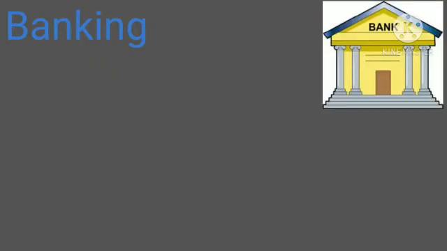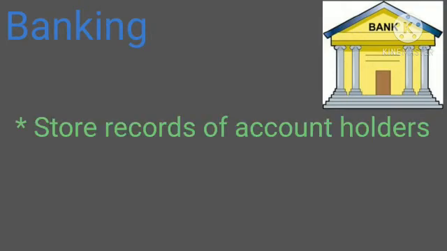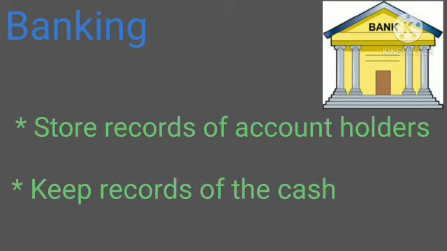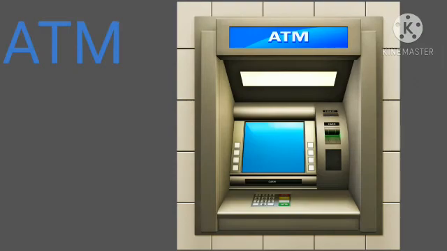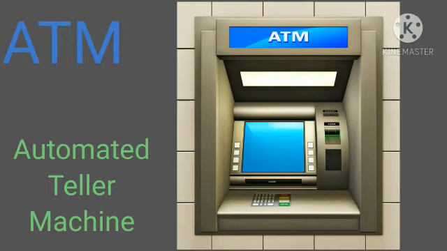Next is banking. Computers are used in banks to store records of account holders. Computers are used to keep a record of the cash. Most banks provide the facility of ATMs. Customers can withdraw money through the ATM card at any time. ATM stands for Automated Teller Machine. It is a device used for banking transactions.